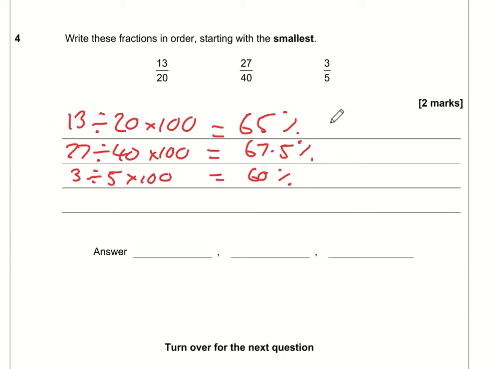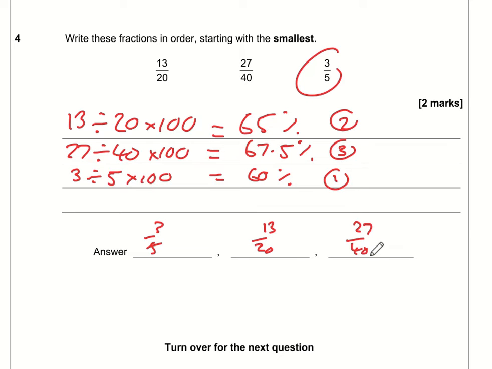Possible you just knew that. So the smallest is 60%, so that's the smallest, the second smallest, and the third smallest. So the first smallest was the 3/5, the second smallest was the 13/20, and the biggest was 27/40.